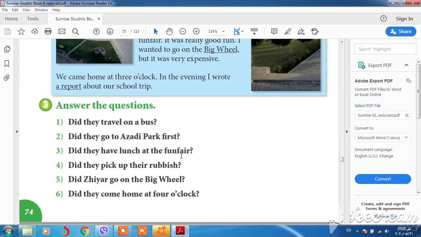Did they have lunch at the fun fair? No, they didn't. Did they pick up their rubbish? Yes, they did. Did she go on the big wheel? No, she didn't. Did they come home at 4 o'clock? No, they didn't. Okay. They came home at 3 o'clock.